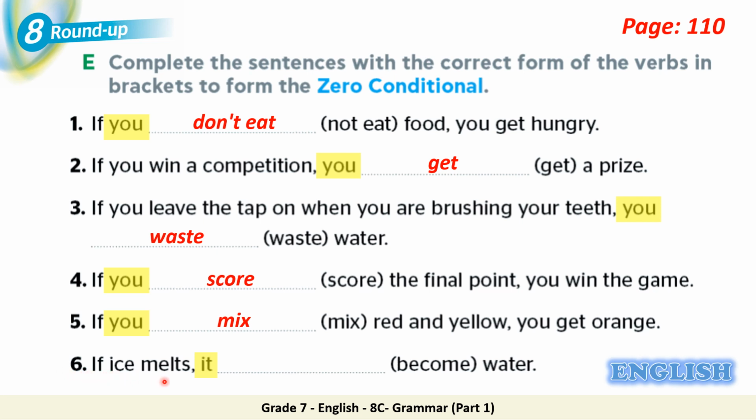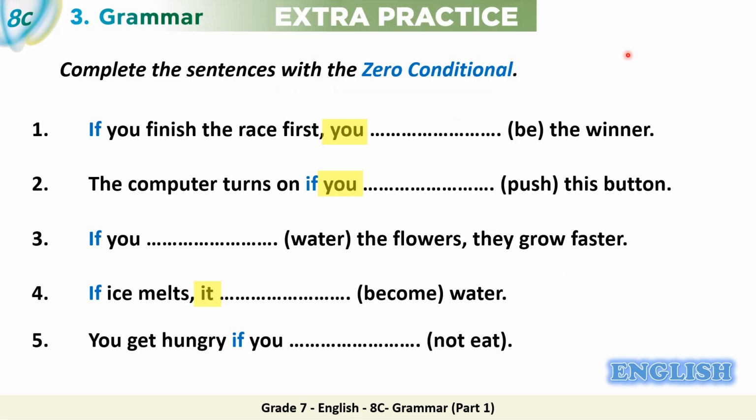How about the last sentence, number 6? If ice melts, it become water. What is the correct form here of the verb? That's correct. It becomes. We added s to the verb because the subject is a third person singular, and this is the present tense. Well done, everyone. Perfect. Let's do more practice.